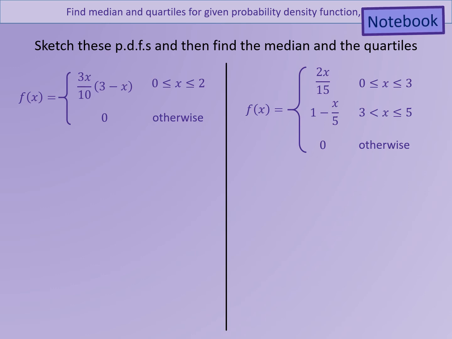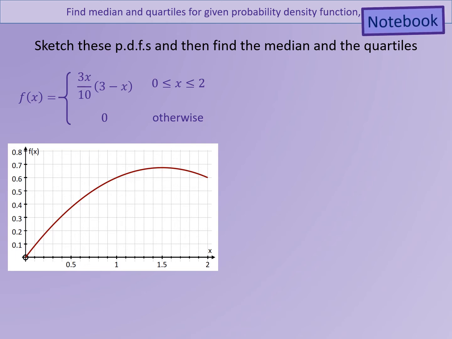For each of these PDFs, we're going to sketch them and then find the median and the quartiles. So here's the function for f of x. It's defined between x is 0 and x is 2. We're going to find the median by integrating from negative infinity, but in this case we're just going to integrate from 0 up to q2 because 0 is the starting point for the function. I'm going to set that equal to a half.